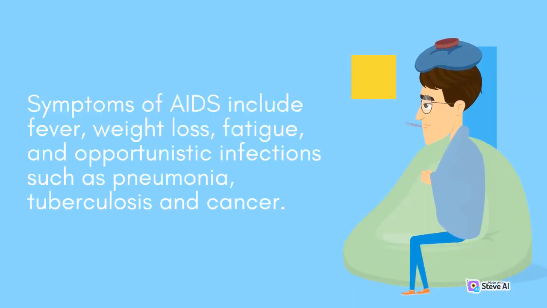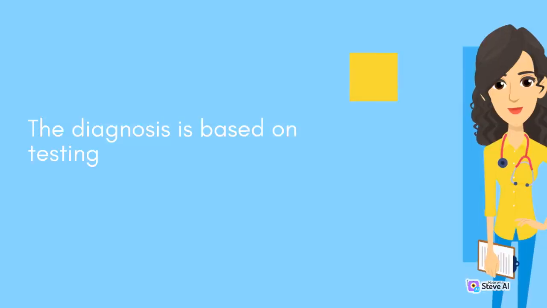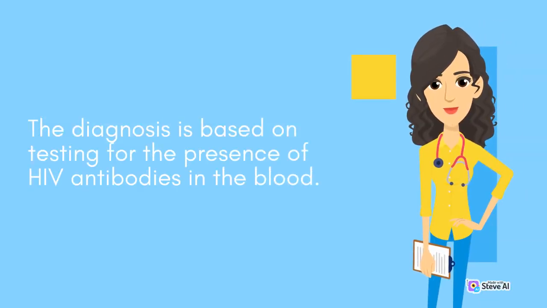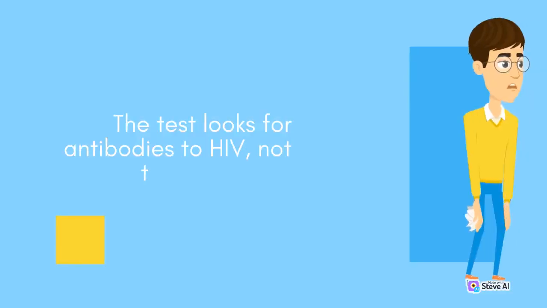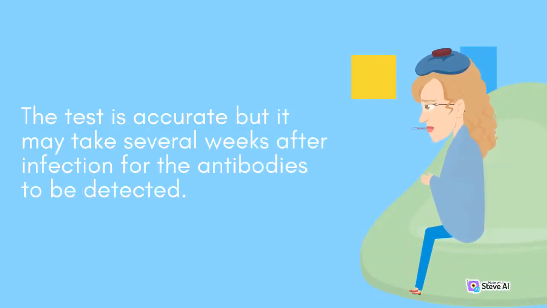Symptoms of AIDS include fever, weight loss, fatigue, and opportunistic infections such as pneumonia, tuberculosis, and cancer. These symptoms may not appear for many years after the initial infection, and some people may be asymptomatic for a long period of time. The diagnosis is based on testing for the presence of HIV antibodies in the blood. The test looks for antibodies to HIV, not the virus itself. The test is accurate, but it may take several weeks after infection for the antibodies to be detected.